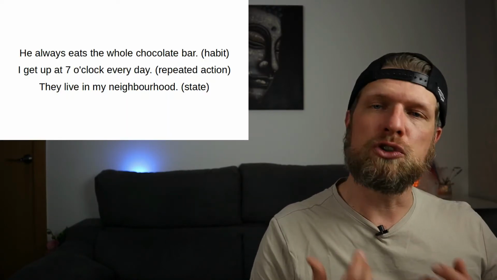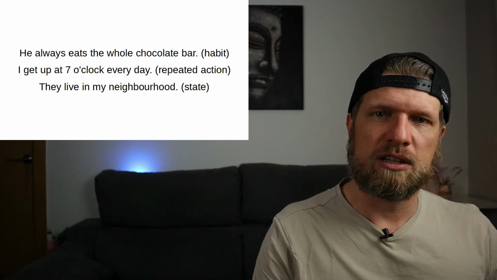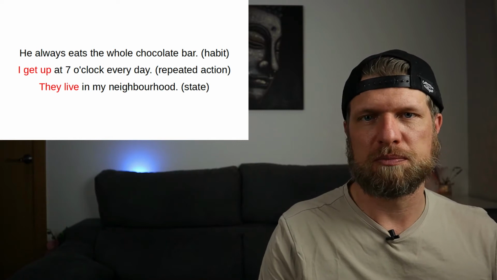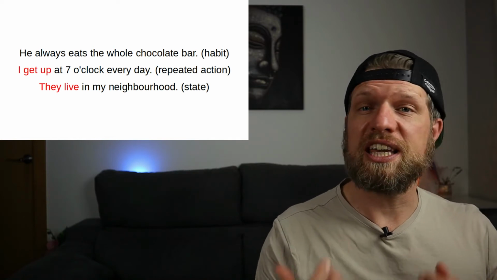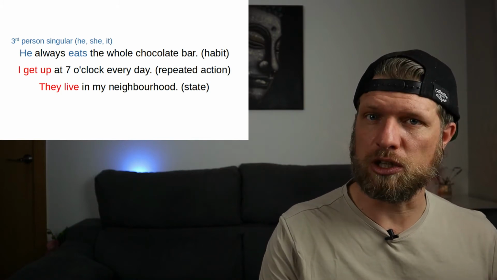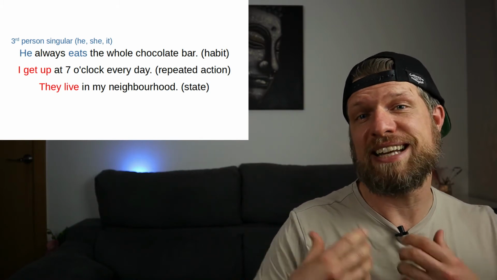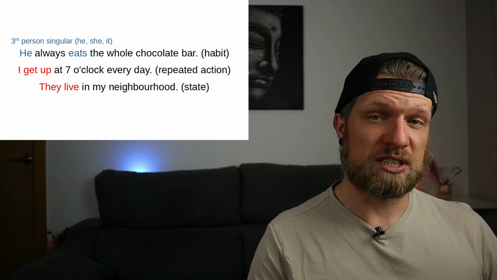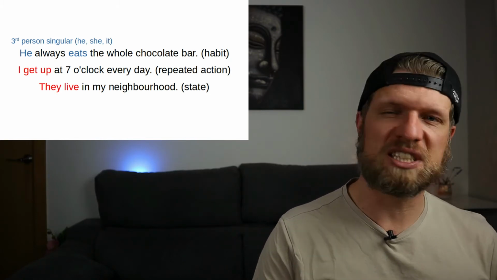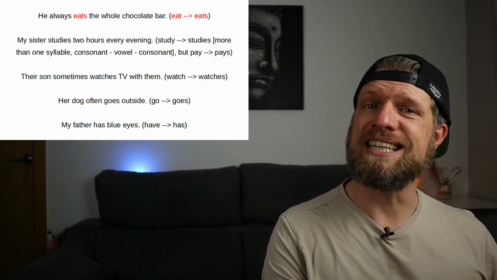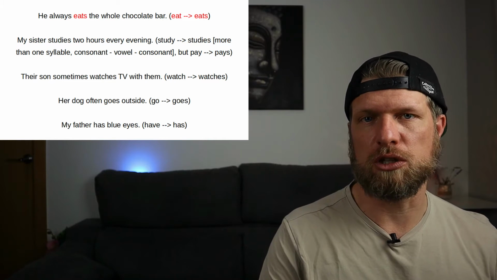With I, you, we and they, we just use the base form of the verb in the present simple. However, with he, she and it, which is the third person singular, we have to add an s to the verb in present simple. When we do this, we have to be careful with the spelling. Regular verbs like eat simply become eats in the third person singular.